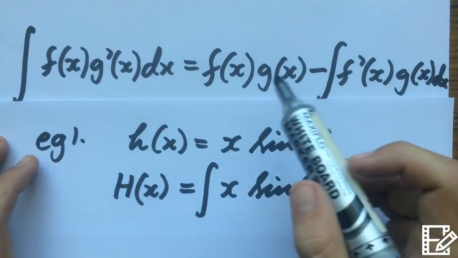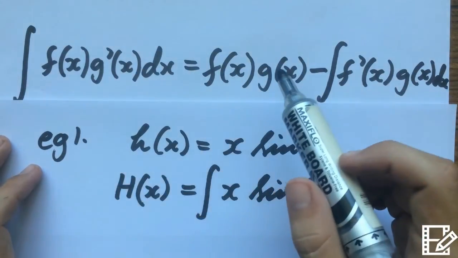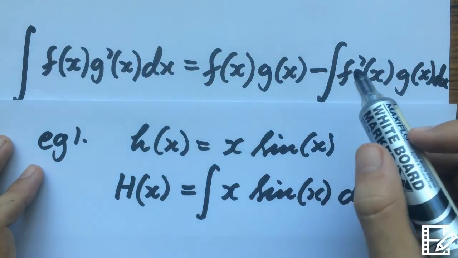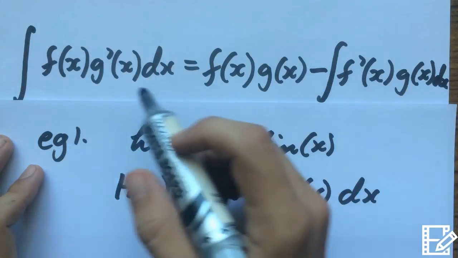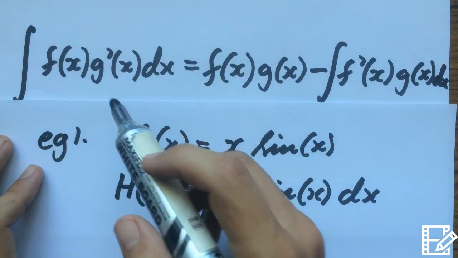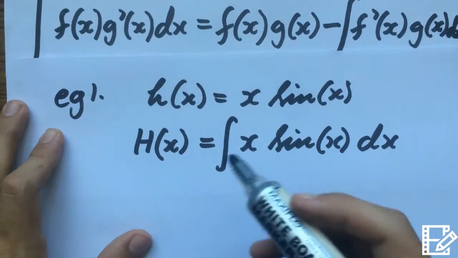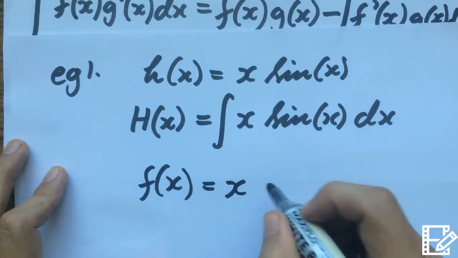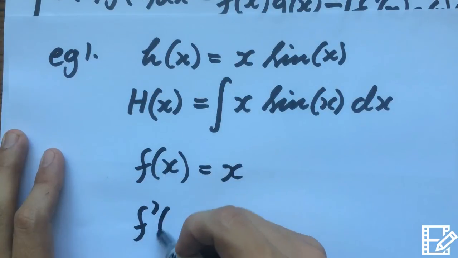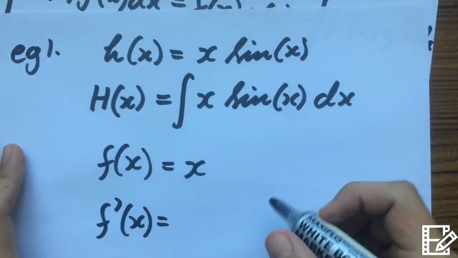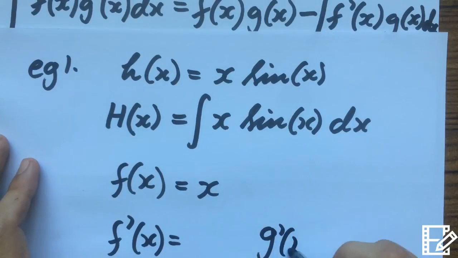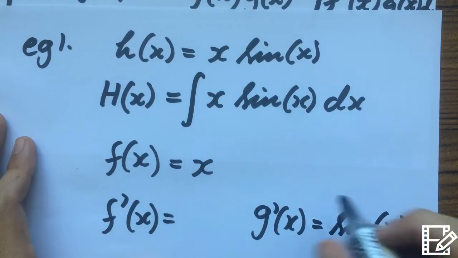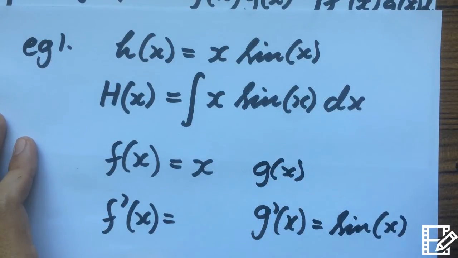To find the integral, we need to have f(x), which we've already got, and we need g(x). We've got g'(x), but we haven't got g(x). And also, over this side, we need an f'(x). We have an f(x), but we don't have an f'(x). So what does that mean? Think of it this way. We have an f(x). It's equal to x. We don't have an f'(x). We need to find that. We have a g'(x), and we're calling it sine x. We don't have a g(x).